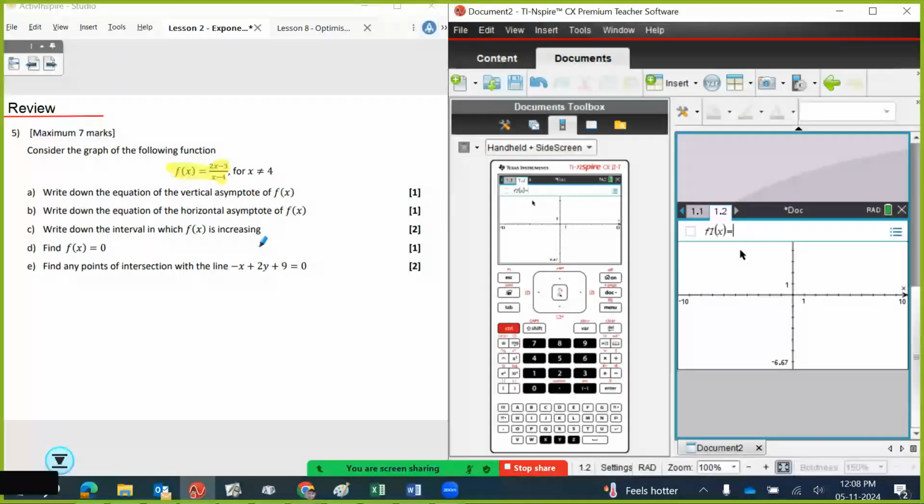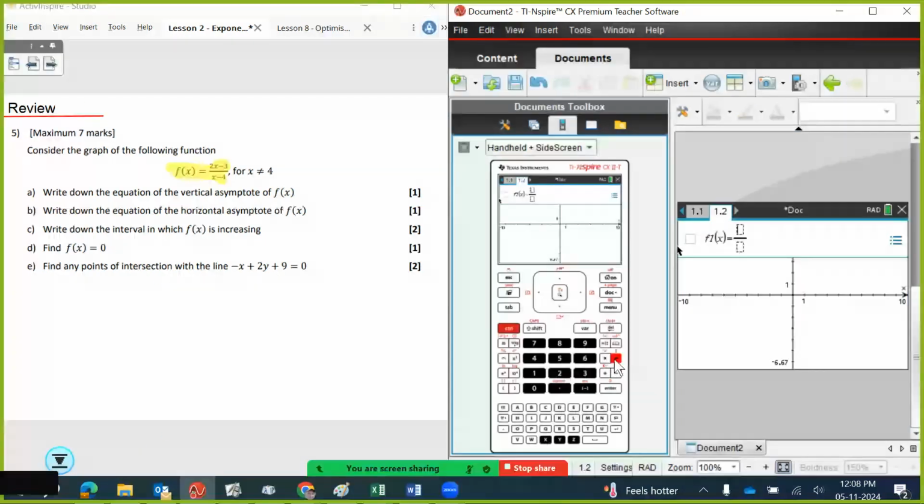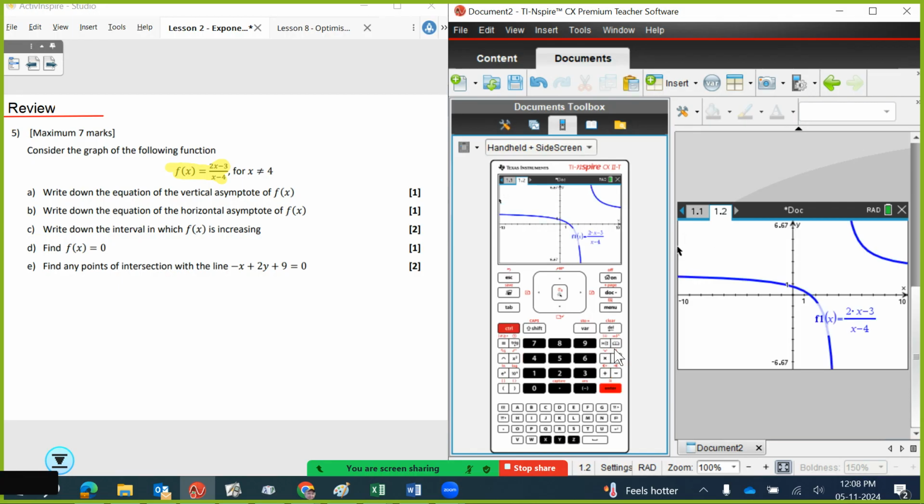Okay, so type your function in, press Control, divide. We get our quotient. We want 2x minus 3 over x minus 4. Our graph looks like this. Now, our first task is to find the vertical asymptote. We want to find the vertical asymptote.